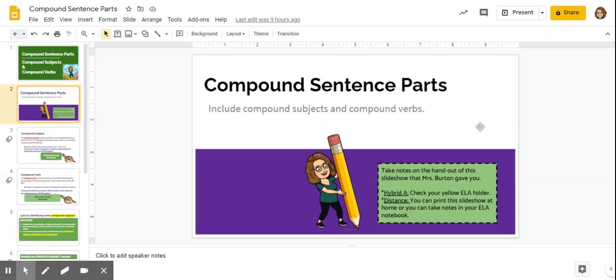Right now, if you are a distance learner, you should take out a piece of paper to take notes. Or you can also print off this PDF copy of this slideshow and take notes on it if you have a printer at home. And if you're a hybrid A group student, check your yellow ELA folder. You have a copy of this slideshow in your folder that I gave you yesterday.